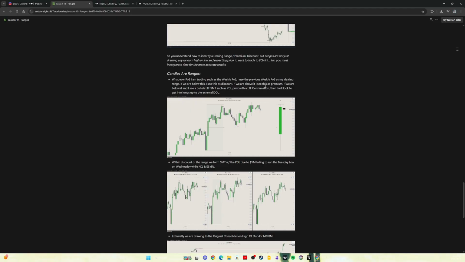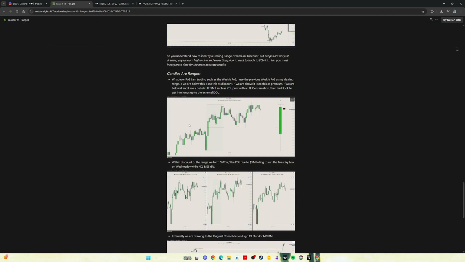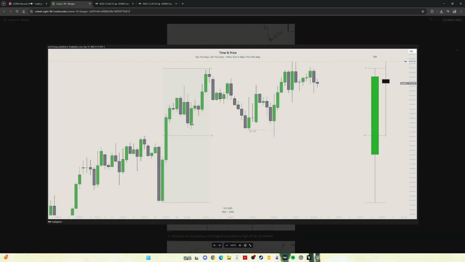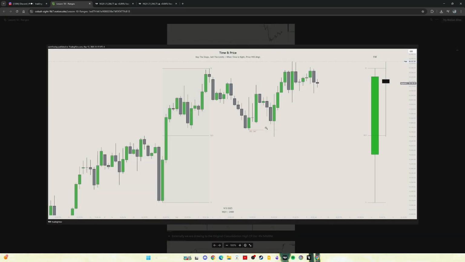So if we are below it and I see a bullish lower time frame SMT, such as previous low SMT, as we see here, when price taps into discount, we're then going to look for longs because it gets printed with a lower time frame crack calculation. So from there, we're going to look to long up to the external draw on liquidity.